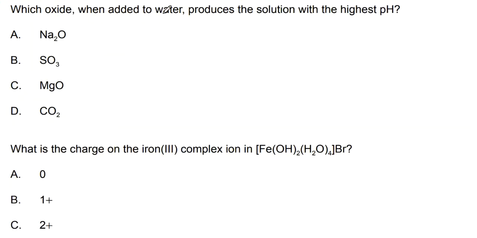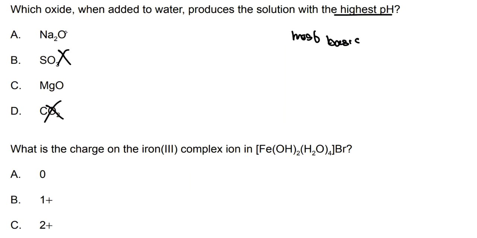Which oxide, when added to water, produces a solution with the highest pH? So highest pH means most basic. So if we think about most basic, we can think about which of these would dissolve. First of all, we know that sulfur trioxide dissolves in water to form sulfuric acid. So this is not going to be an option because we're going to get an acid which has a low pH, because acidic means low pH. Same with carbon dioxide. Carbon dioxide dissolving leads to carbonic acid, which again is an acid and low pH.